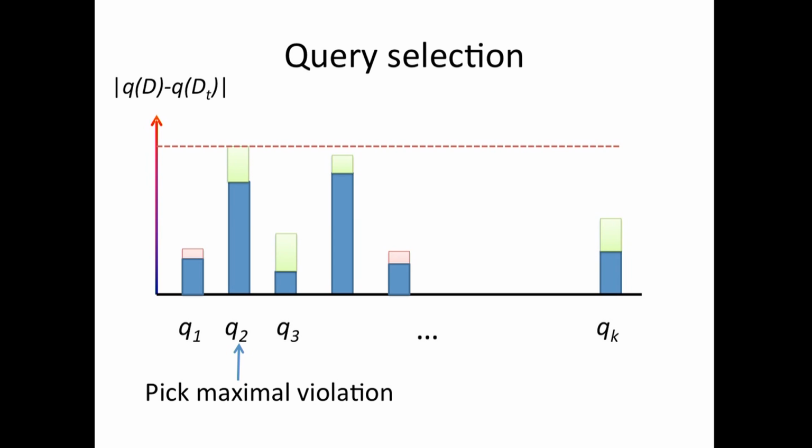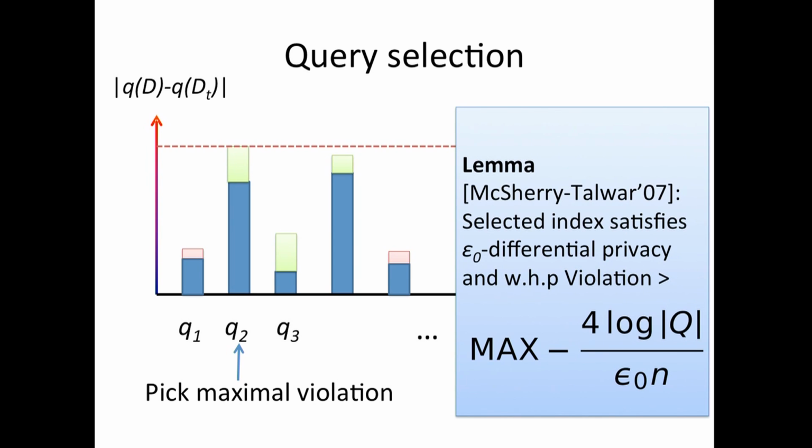It's a very nice fact, sometimes called the exponential mechanism, that the selected index actually satisfies epsilon 0 differential privacy. There's a lemma by McSherry and Talwar. And moreover, we don't lose much compared to the maximum. Had we just deterministically selected the worst query, we would have gotten this max term. What we get instead is the maximum possible minus some logarithmic term in the number of things we're maximizing over and the privacy parameters.